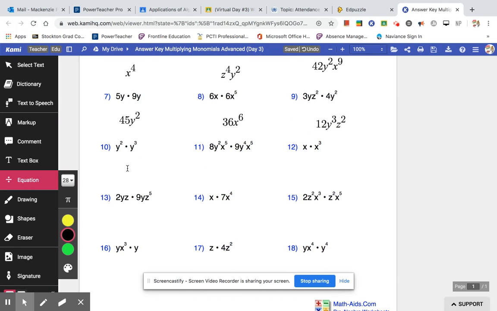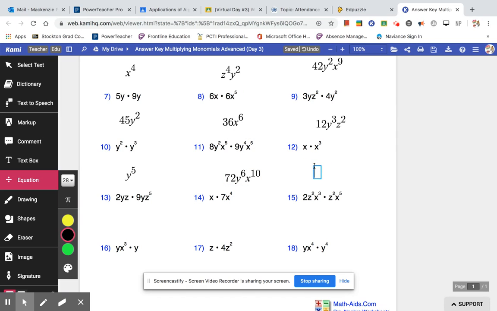If I take a look at number 10, again, 10 is pretty self-explanatory. It kind of goes from the last classwork. I keep the y, and if I do 2 plus 3, I get 5. So 11, now we have 2 coefficients, so the 8 times 9 would become 72. Then I see my base, which is y. There's 2 y's with a 2 and a 4, so when I add those together, it becomes 6. And then I keep my x, add the 5 and the 5 to the 10. So again, the big idea is we multiply coefficients, we add exponents with the same base.